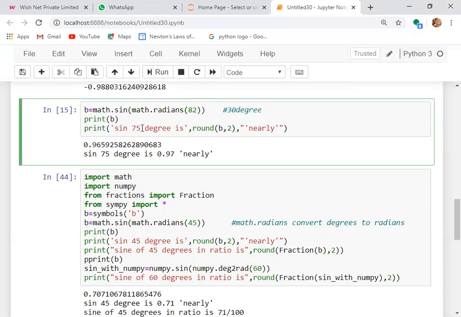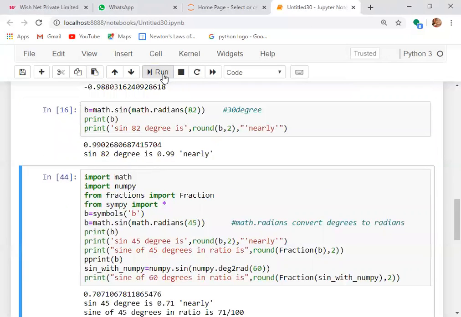It gives you how the sine curve can be drawn. So 75 degrees is nearly 0.97. Now if you run it for 82 degrees, what will be the value? Sine 82 degrees is 0.99. That means as it approaches towards 90 degrees, the sine 90 degree value reaches 1. With these values, you can draw a graph. You can plot it in matplotlib.